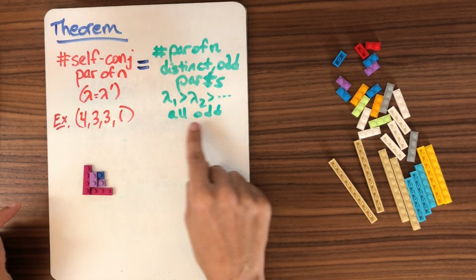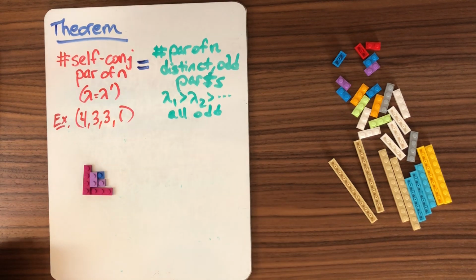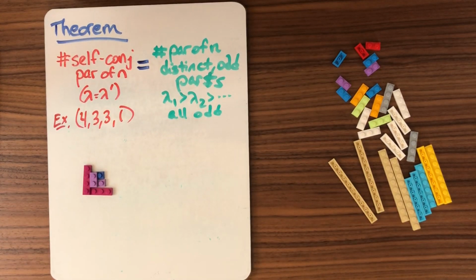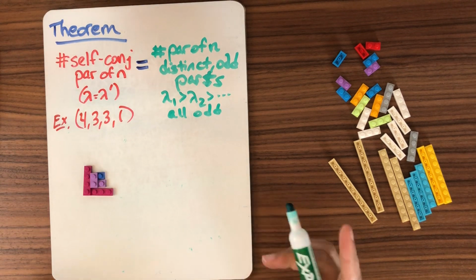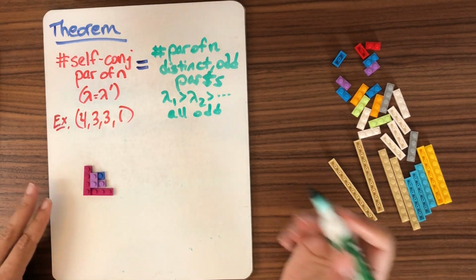Okay, now what about over here? We want partitions of n into distinct odd parts. Okay, so what's an example of a partition of n into distinct odd parts? Well, distinct means I'm not allowed to have equal parts. Like this guy, not distinct. The two 3's are the same, but 3's odd, so hey, there's something going for it.